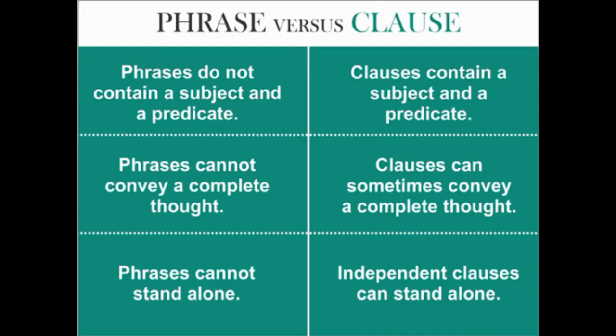Remember the points and differences between phrases and clauses. Phrases do not contain a subject and a predicate. Clauses contain a subject and a predicate. Phrases cannot convey a complete thought. Clauses can sometimes convey a complete thought. Phrases cannot stand alone. Independent clauses can stand alone, but dependent clauses cannot stand alone.